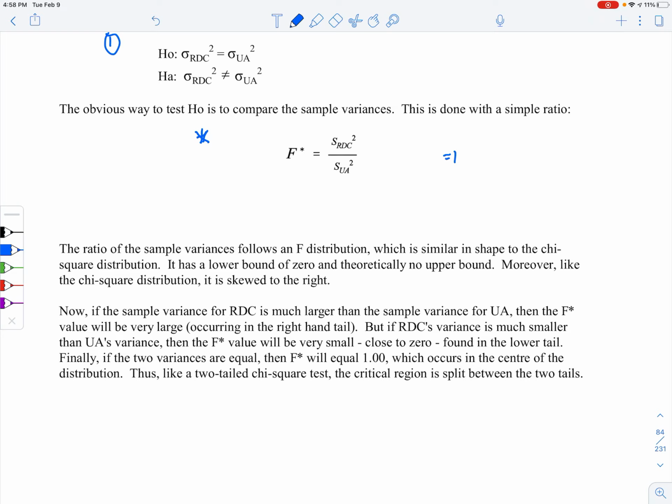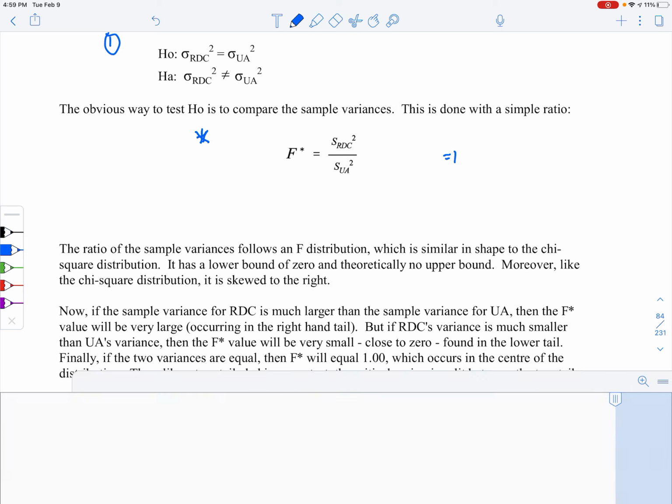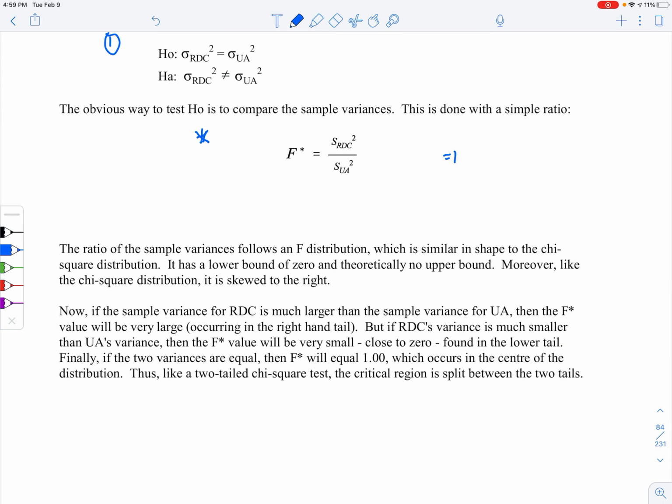Just like a chi-square distribution, because we're talking about a ratio of variances here. But 1 is when they're equal to each other. So very high or very low would cause us to reject H0. So a couple things about the F distribution. It's similar in shape to the chi-square distribution, and it has a lower bound of 0, just like a chi-square distribution, because it's a ratio of variances. Theoretically, no upper bound, but it's skewed to the right. So we draw it the same way as a chi-square distribution.